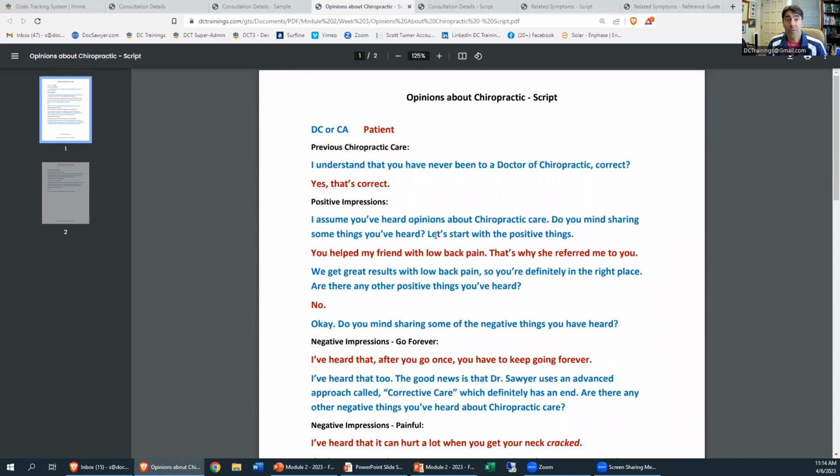My friend told me you helped with their back pain. Great. Or actually, that's exactly what it says. You helped my friend with low back pain. That's why she referred me to you. Well, we get great results with low back pain, so you're definitely in the right place. Is there any other positive things you've heard?